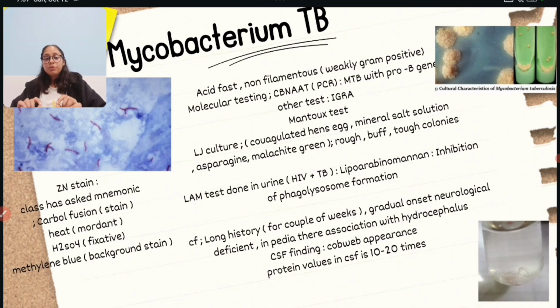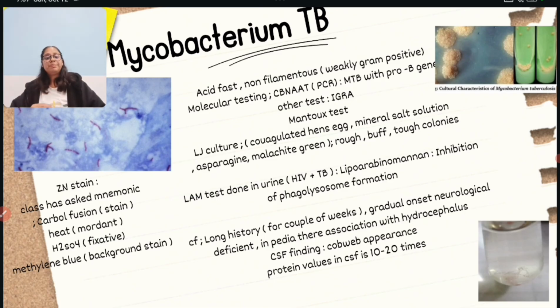Now, one more question they do ask you is about your LAM test, which is done in urine if a patient is HIV plus TB positive, and LAM is your lipoarabinomannan test. Okay, so this is going to inhibit the phagolysosomal formation, and hence we are going to identify that it is Mycobacterium TB.